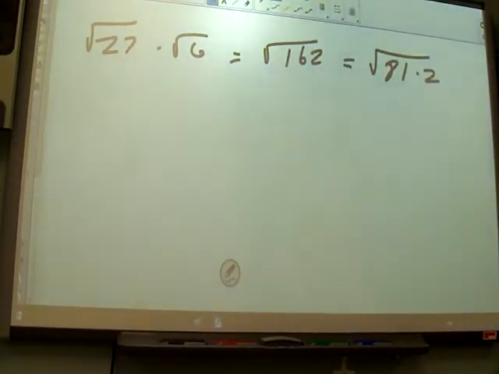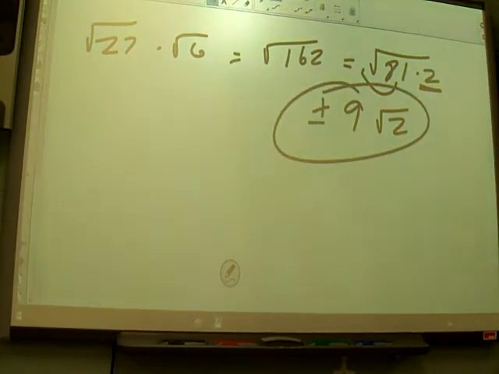Okay, now this is not new, but it's never y'all's favorite thing. 81's a perfect square. So we get to bring that 9, the square root of 81, out to play in the wiffle ball game. So we bring out a 9 because that's the square root of 81. 2 is not a perfect square, so it has to stay in the house and do chores. That's it. That's not too bad.